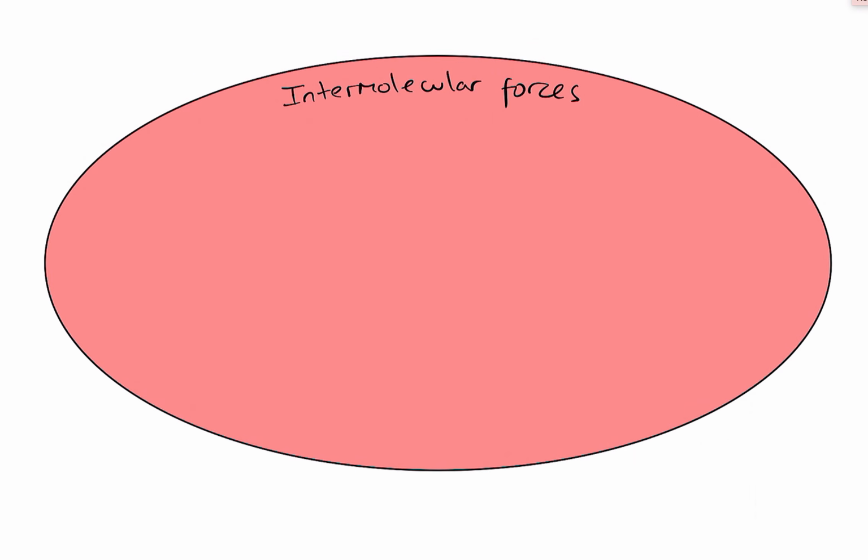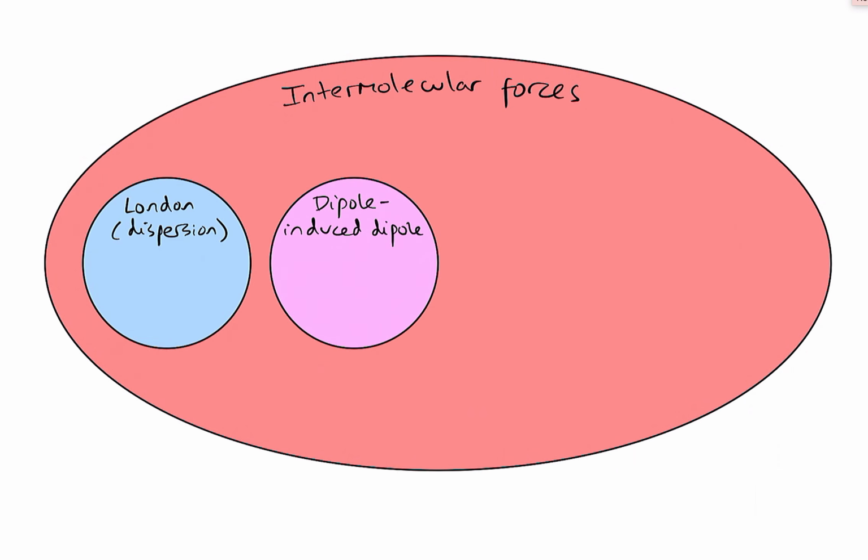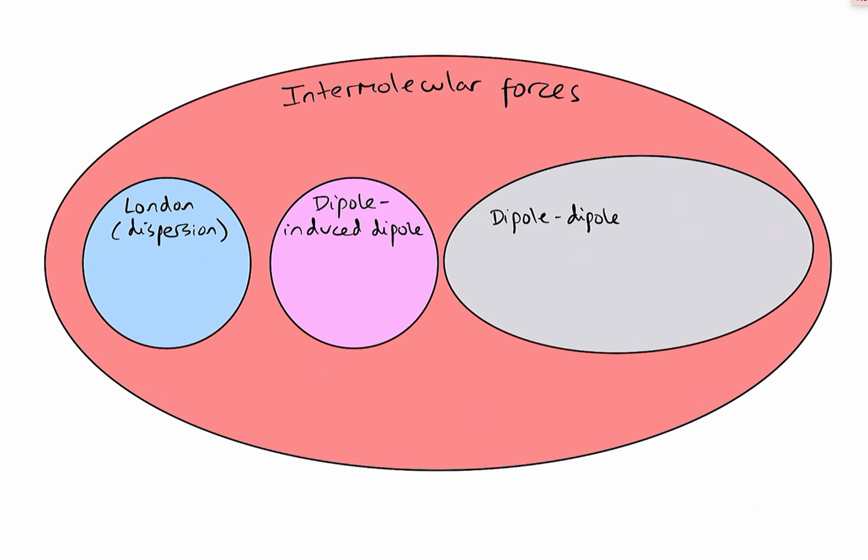Well, the first one you might have come across are London dispersion forces. The second type might be dipole-induced dipole forces. We then have dipole-dipole forces. And finally, we've got hydrogen bonding. And it's worth noting here that hydrogen bonding is actually not a particularly special type of intermolecular force. It's just a specific instance of dipole-dipole forces. So we'll come to the actual details in a moment. For that reason, I'm going to put the circle for hydrogen bonding inside the circle for dipole-dipole forces.